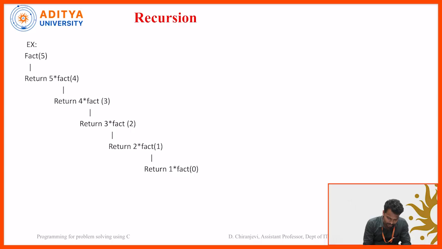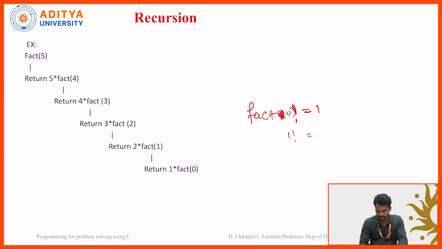Let's say you want to find the factorial of 5. To find the factorial of 5, you must know the factorial of 4. When you are finding the factorial of 4, you must know the factorial of 3. When you are finding the factorial of 3, you must know the factorial of 2. You all know that the factorial of 0 is equal to 1. So 0 factorial is 1, and 1 factorial is also 1.